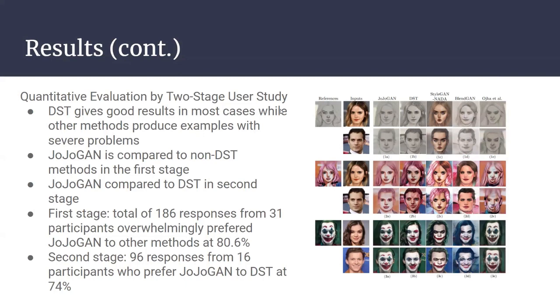A number of participants took part in each stage. In the first stage, there were 186 responses from 31 participants. They overwhelmingly preferred the JoJoGAN model compared to the other methods, these three, at 80%. Then in the second stage, 96 responses from 16 participants. In the study comparing JoJoGAN to DST, they preferred JoJoGAN to DST at 74%.